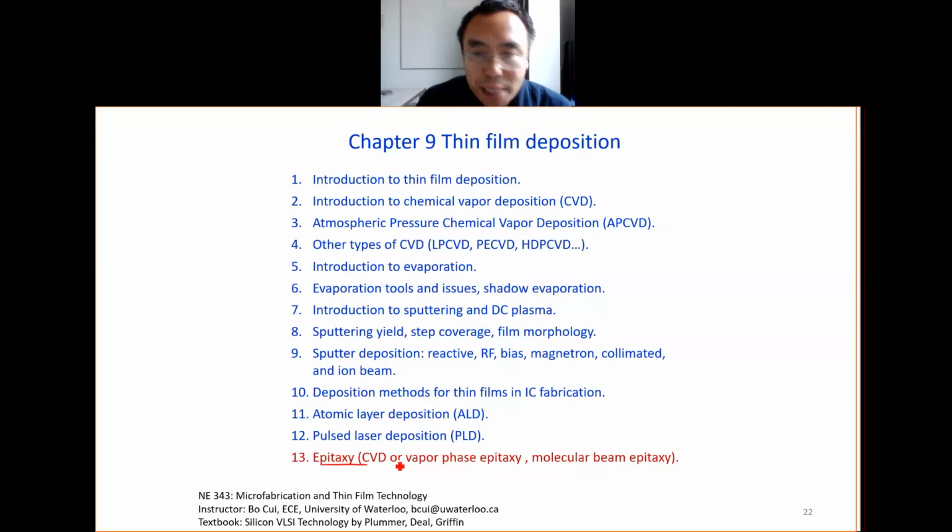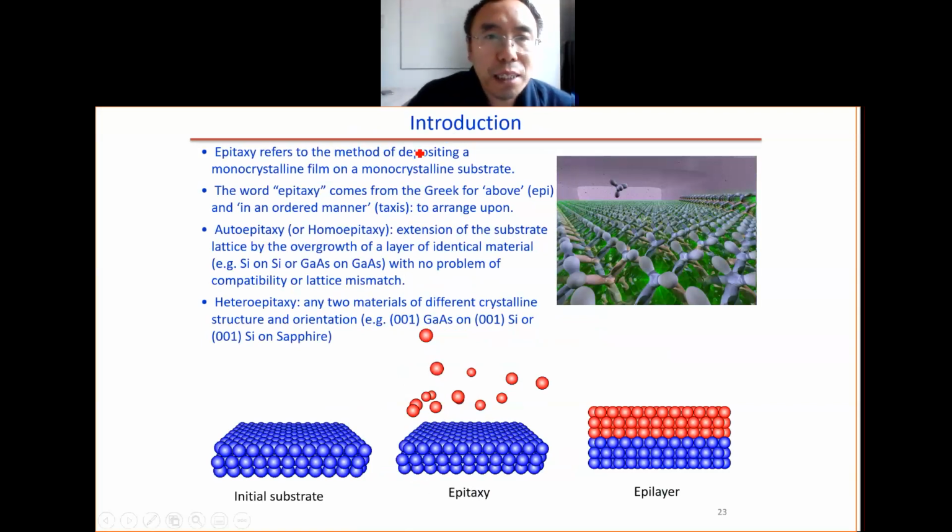Now we look at epitaxy. What is epitaxy? Epitaxy refers to the method of depositing a monocrystalline film on another monocrystalline substrate. For example, we deposit this film onto this substrate. This is single crystal, and the substrate is also a single crystal. There are two types. One is called autoepitaxy, also called homoepitaxy. This is the extension of the substrate lattice by the overgrowth of a layer of identical material. For example, we grow silicon on top of silicon. But then you may ask, what's the point of growing silicon on top of silicon?